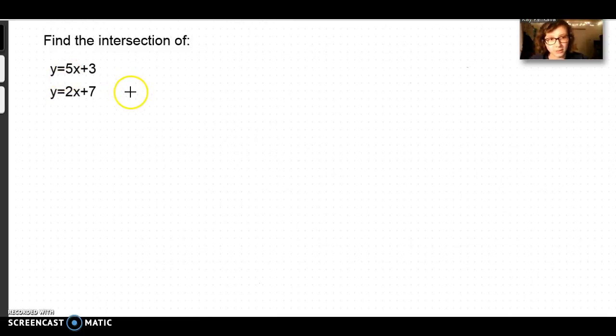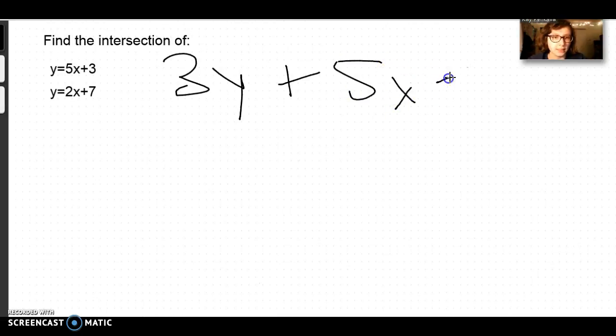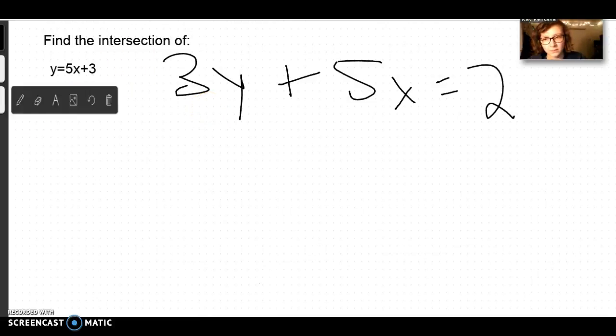system of linear equations. So the first step of solving a system of linear equations is to put two linear equations into slope-intercept form. These equations right here are already in slope-intercept form, so we don't need to do anything with them at this point. But let's say that it was 3y plus 5x equals 2. We would have to solve for y to put into slope-intercept form. So let me just erase that here.